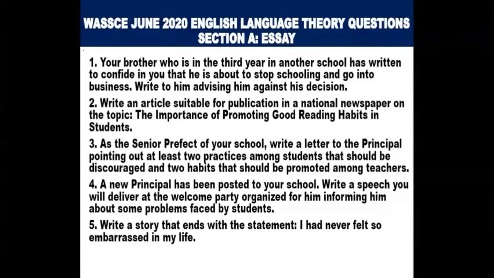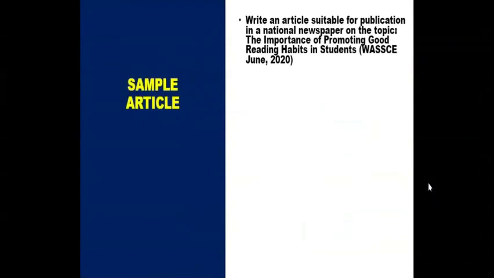Let's get into the sample essay, in this case, sample article. The question again, write an article suitable for publication in a national newspaper on the topic, The Importance of Promoting Good Reading Habits in Students, taken from Wassce, June 2020. Now, brainstorming enables you to generate ideas and then you jot them down. With this, you create an outline. So let's look at what an outline for this type of article should look like.